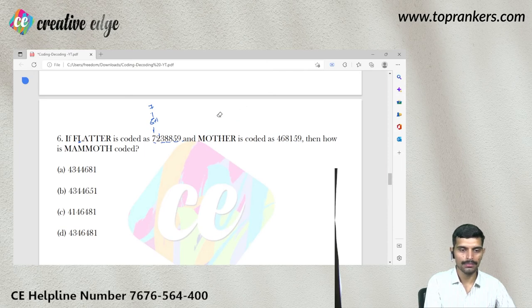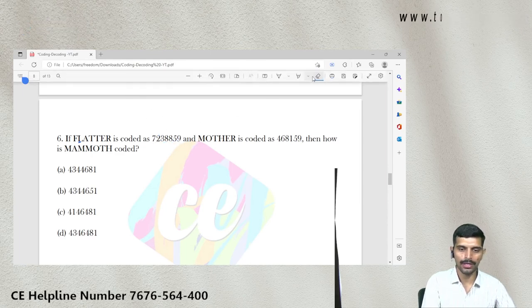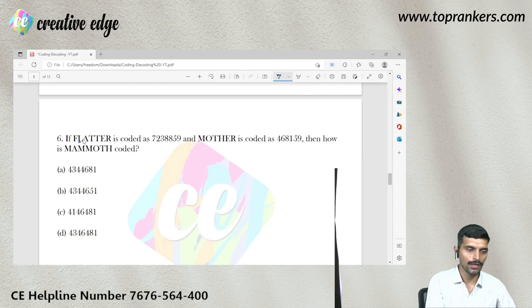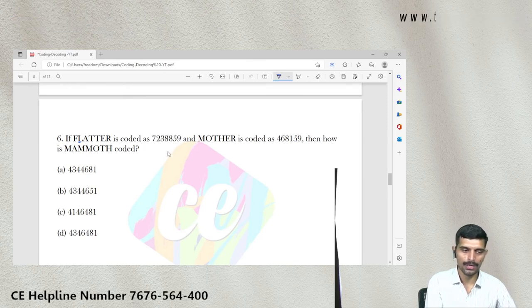We should try to match up the letters and numbers. We have 1, 2, 3, 4, 5, 6, 7 alphabets, and 1, 2, 3, 4, 5, 6, 7 numbers. So F has to be replaced by 7. R here is 9. So this is how it should go.